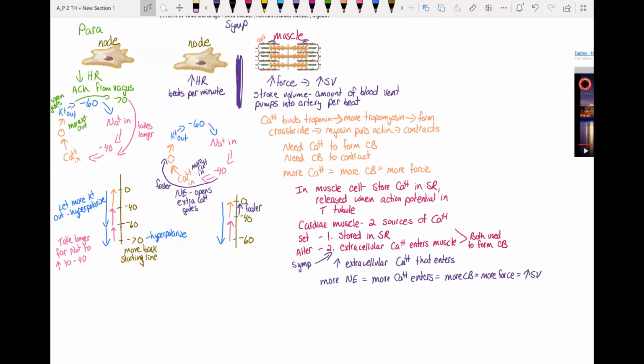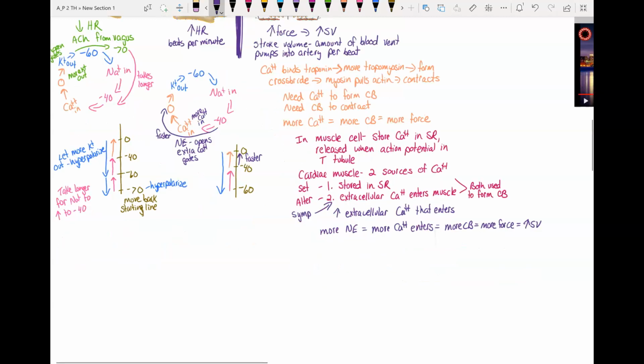Okay, so we know that sympathetic is going to increase heart rate by letting more calcium in so that you go from -40 to 0 faster, and it's going to increase force by letting more calcium in so you make more cross bridges. Now we need to see how norepinephrine lets more calcium in.